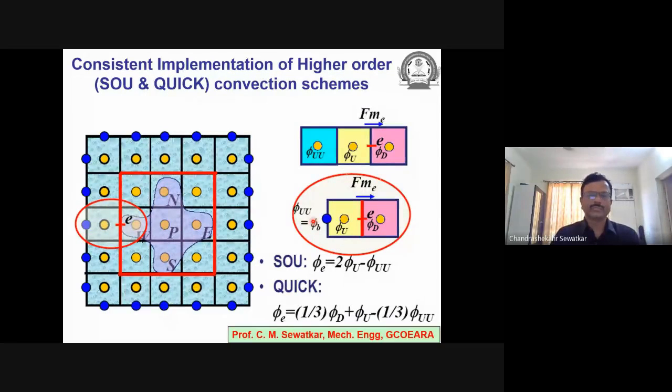Let's go ahead with the implementation part further. I'll be talking about the consistent implementation of higher order convection scheme, that is SOU and QUICK. Cell. This is the border cell which is controlled by the wall. So far, whatever expressions we have seen are applicable to pure interior cells. Expressions of the convection schemes, expressions to determine the value of variable on the face.